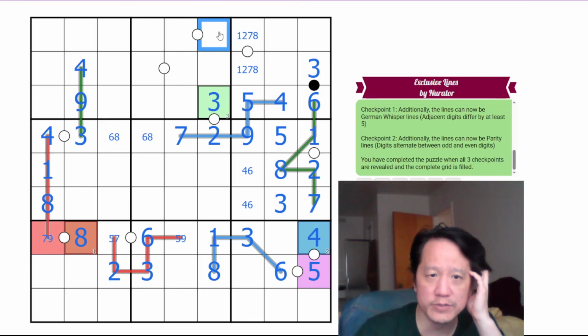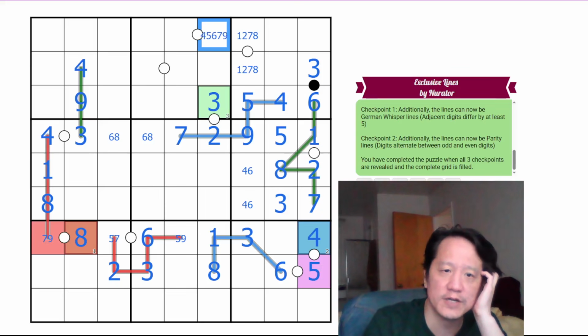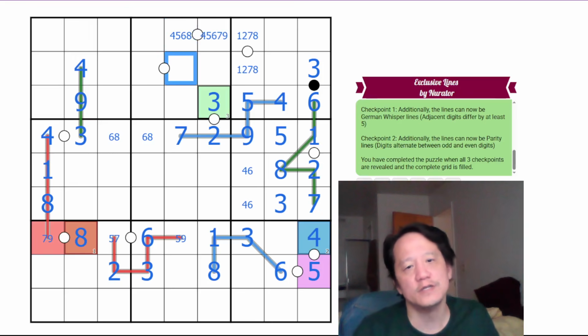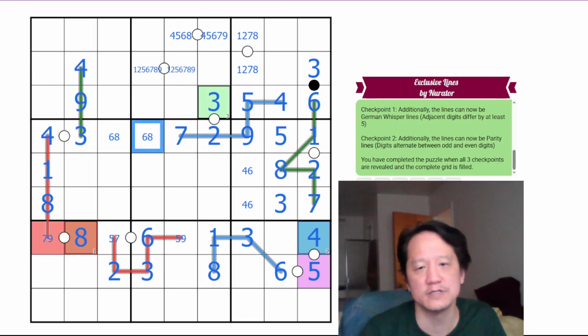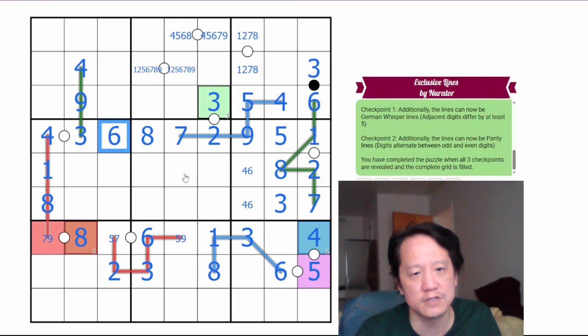So what are the possibilities here? We have 4, 5, 6, 7, 9. 4 is consecutive with 5 because we can't have 3 here. 5 is consecutive with 4, 6. 6 is consecutive with 5 because 7 can't be here. 7 can be with 6 or 8, and 9 can be with 8. These digits cannot contain 3 or 4, so we have 1, 2, 5, 6, 7, 8, 9. Oh, this 6 eliminates 6 here. So that's 8, which makes that 6. So no 6 or 8 here.